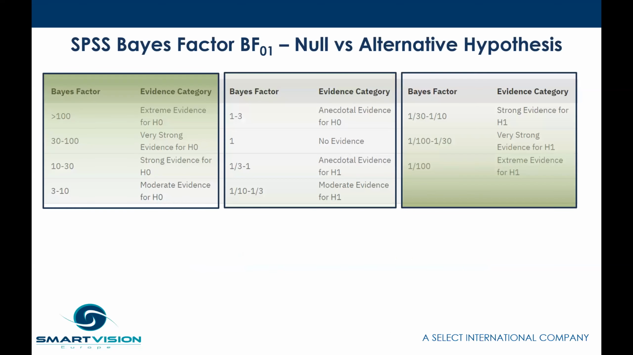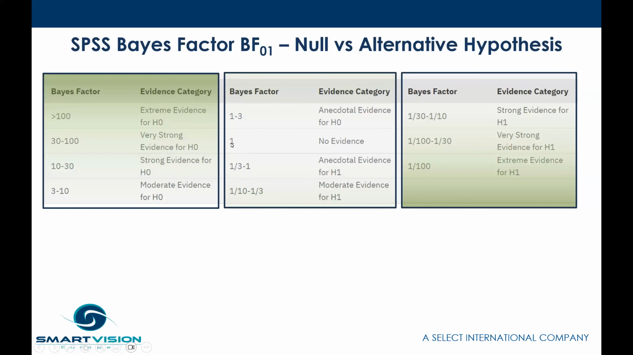So, for example, this is the table for BF01. This is what you'll get if you do a t-test. I've shaded it here on purpose. It's actually all one table in the help system, but I've broken it up. It says basically if the B value is greater than 100, that means extreme evidence for the null hypothesis, H0, meaning that there's no relationship. And if it's 3 to 10, if you get a value like 5, then it means moderate evidence for the null hypothesis, because it's about 3 to 10 times more evidence for the null than there is for the alternative.